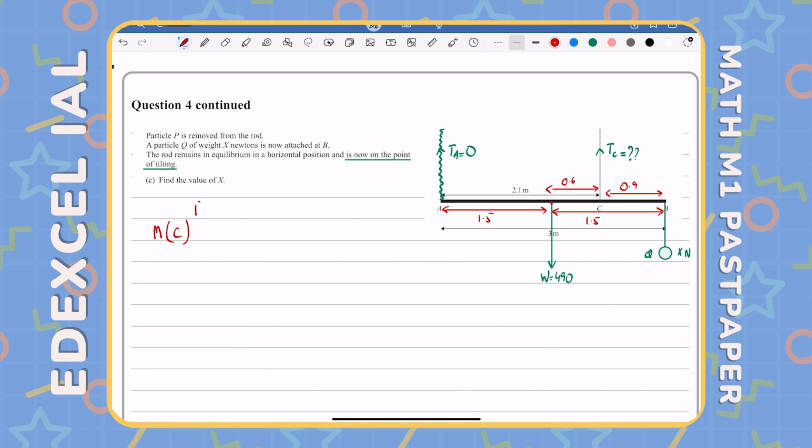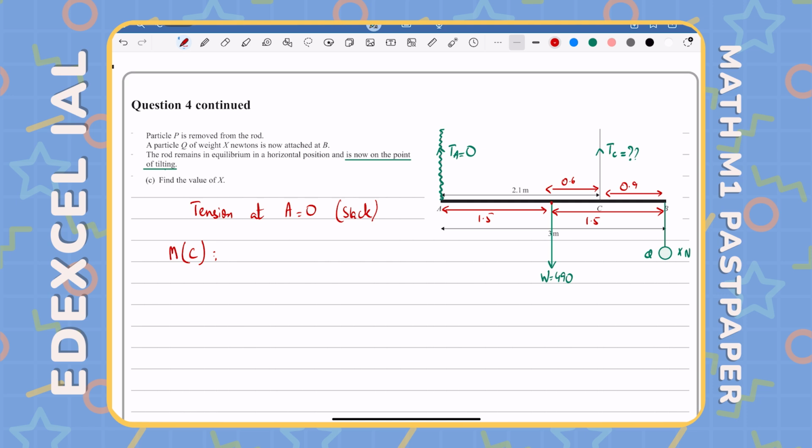Remember that tension at A is now equal to 0. And why is that? Because it's slack, as the question says that it's on the point of tilting. It's not tilted yet, but it's on the point of tilting. So once again, clockwise is equal to anti-clockwise because it's still in equilibrium.